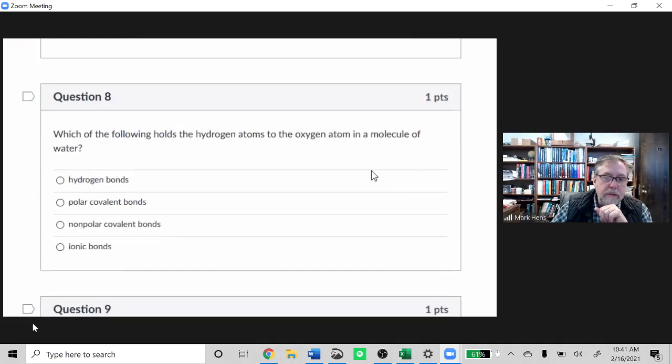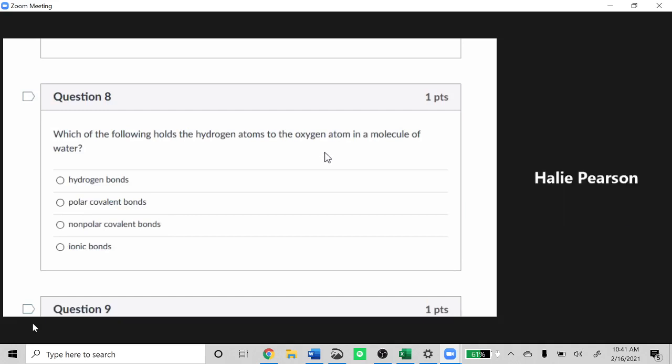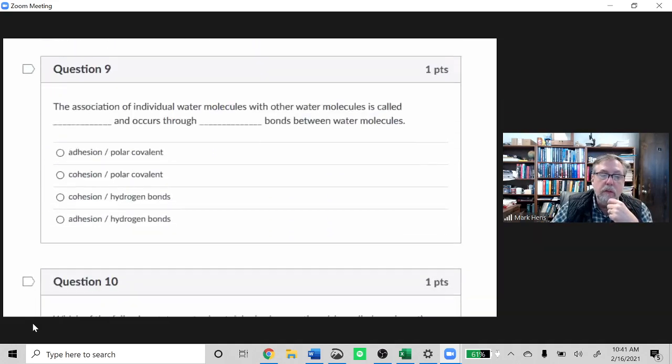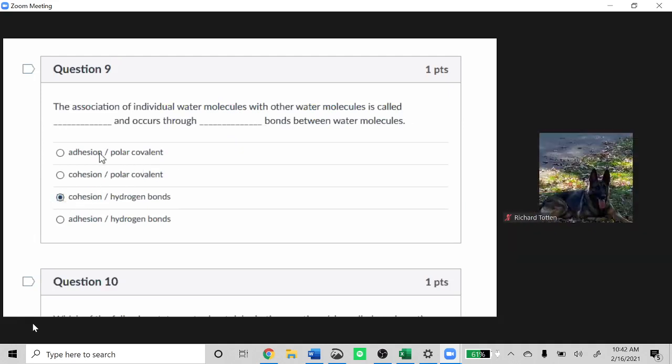All right, which of the following holds the hydrogen atoms to the oxygen atom in a molecule of water? Polar covalent bonds, right? So the electrons spend more time around the oxygen compared to the hydrogens. That's what makes water a polar molecule. And because water is a polar molecule, individual water molecules associate with other water molecules through adhesion or cohesion. Cohesion. And what kind of bonds facilitate cohesion? Hydrogen bonds. Good. What's adhesion?